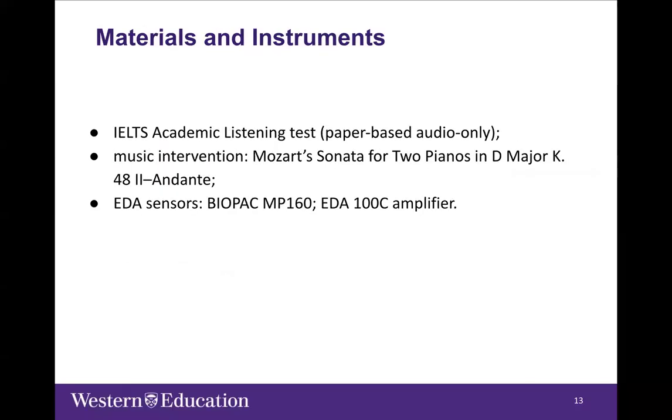For the listening test, we used a paper-based IELTS academic listening test, which included 4 parts with increasing difficulty. The music intervention consisted of a 6-minute instrumental piece in calm tempo, selected based on tempo stability and prior research indicating its potential to reduce anxiety. To measure emotional arousal, we used electrodermal activity sensors placed on participants' non-dominant hand.